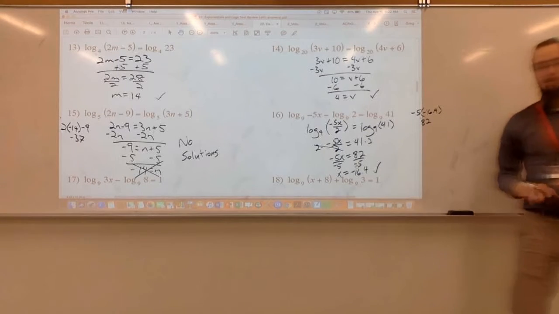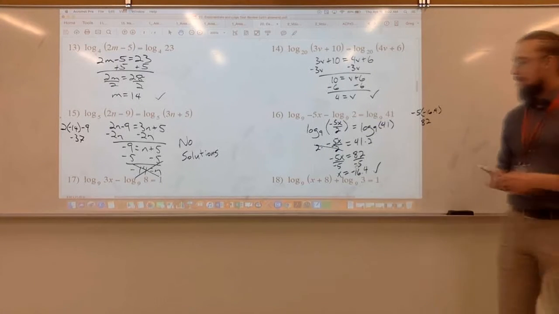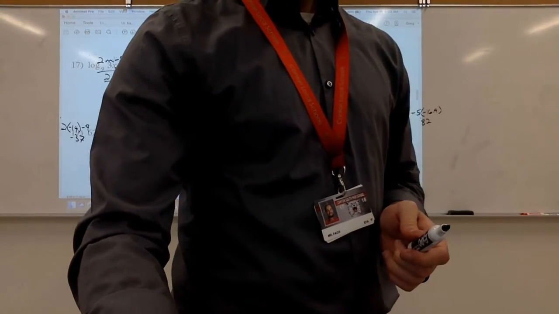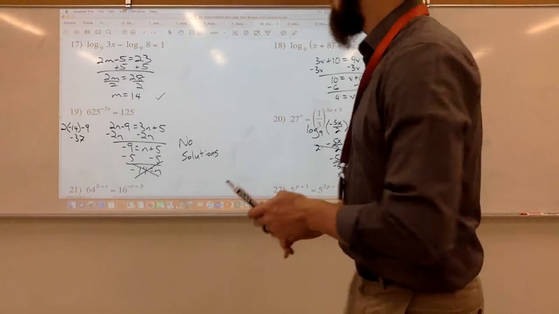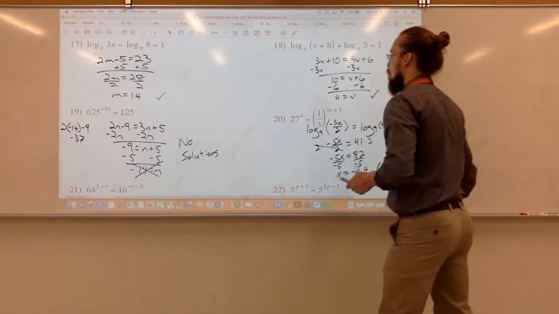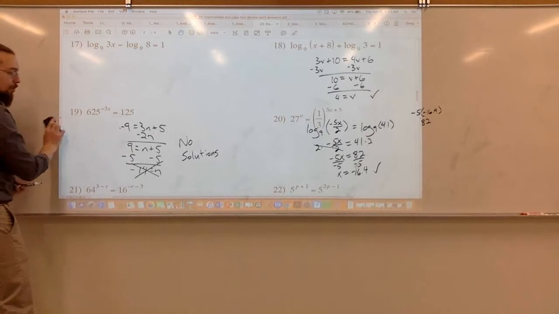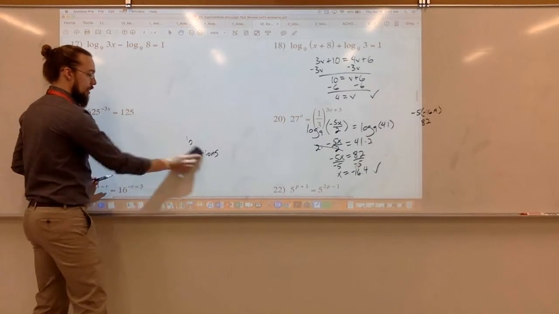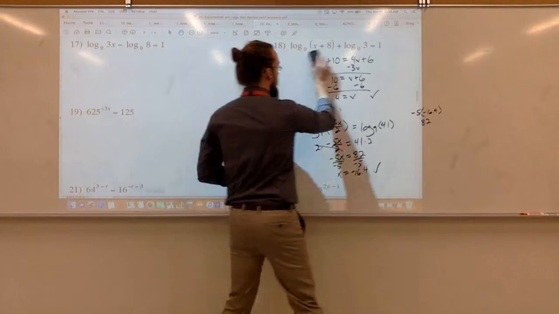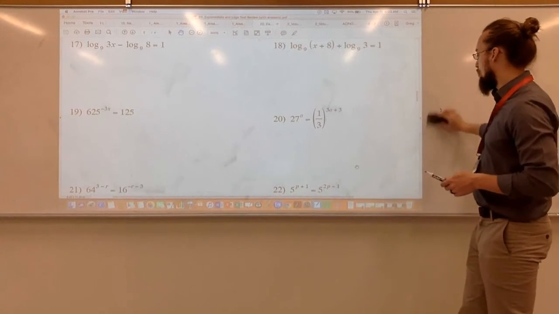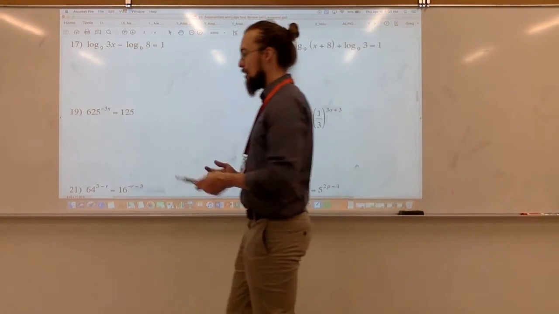Any other questions? All right, then 17 and 18 were our second type of log equation. So on these, we have a log equal to a number. Okay, we do not have a log equal to a log, so we have to solve these a little bit differently.